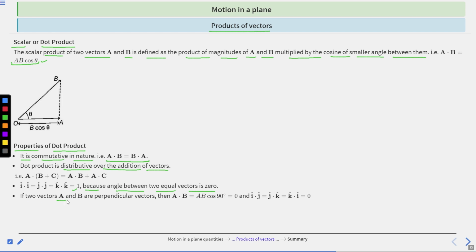If two vectors A and B are perpendicular vectors, then A dot B is equal to AB cos 90. Here the vectors are perpendicular, that's why the angle is 90 degrees. Clear? So AB cos 90 is equal to 0, and I dot J is equal to J dot K and K dot I is equal to 0. It also follows for perpendicular vectors. Clear? So this is the product of vectors. In that case, the angle is not perpendicular, that's why the answer will be 1. Clear? So this is the product of vectors.